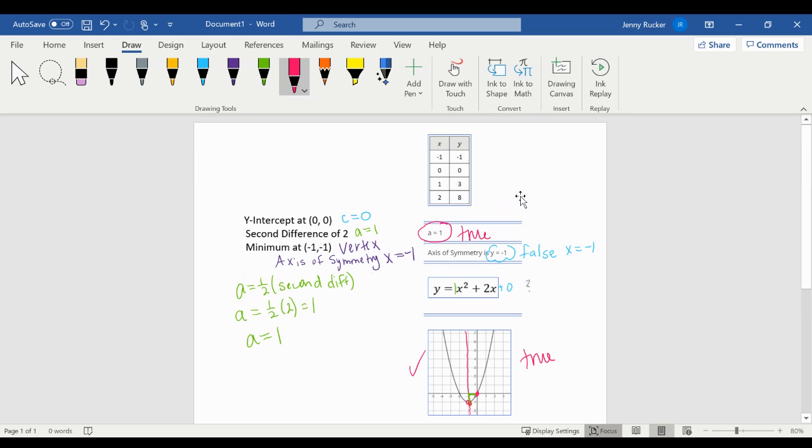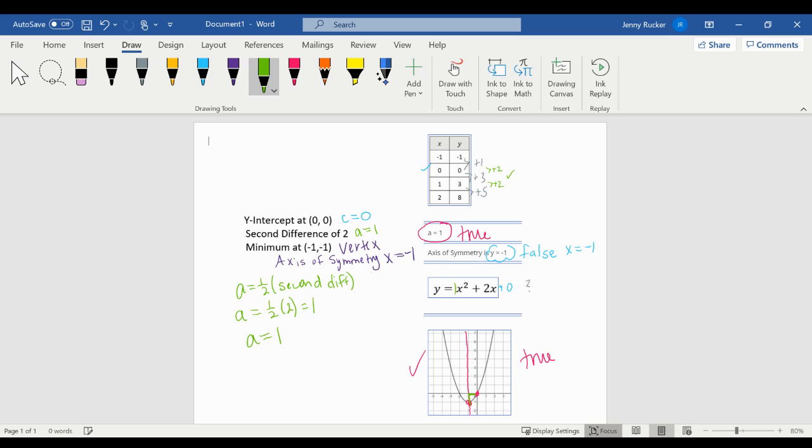Now let's go to our table. We know that the y-intercept must be 0. That appears to be the case for (0, 0). Second difference of 2. So let's go ahead and find our first difference. So that would be +1, +3, +5. Second difference, +2. That appears to work.